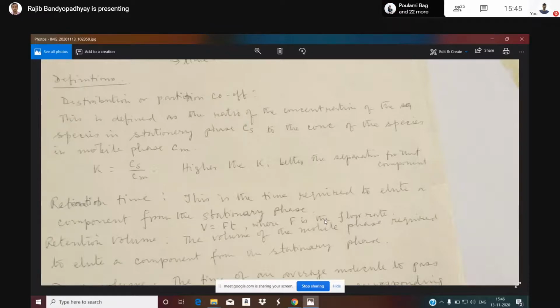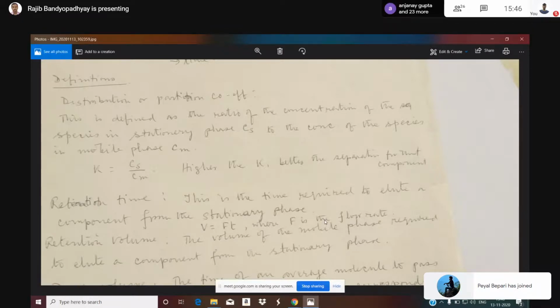So this is the time required to elute a component from the stationary phase when it passes through the entire column. Okay, so it's assumed that the entire column is composed of the stationary phase. So the total time is known as the retention time. And you see the relationship is V equals F times T, where F is the flow rate and T is the retention time. And for it, there are some other definitions. Retention volume is the volume of the gas, the mobile phase gas, required to elute a component from the stationary phase. Okay.